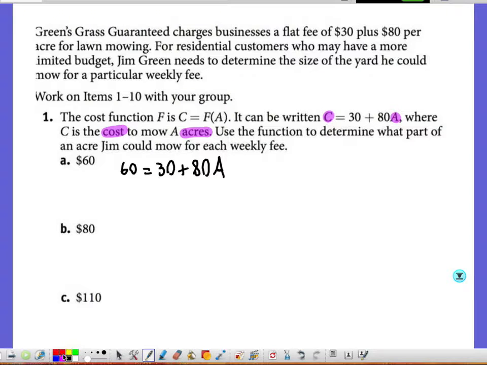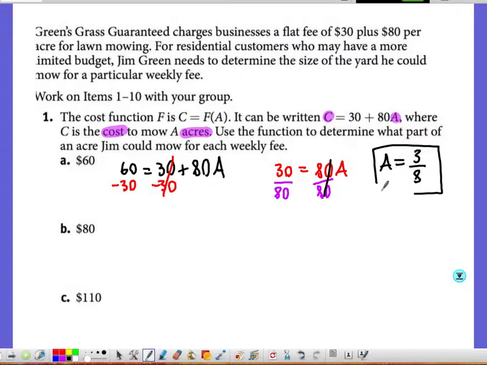So just using basic algebra skills, let's just do the first example. In order to solve for acres, first thing I need to do is subtract 30 from both sides. And what that gives me is 30 is equal to 80a. Next thing I need to do here is divide both sides by 80. And that gives me that the acres is going to be 30 over 80, which simplifies to 3 over 8.